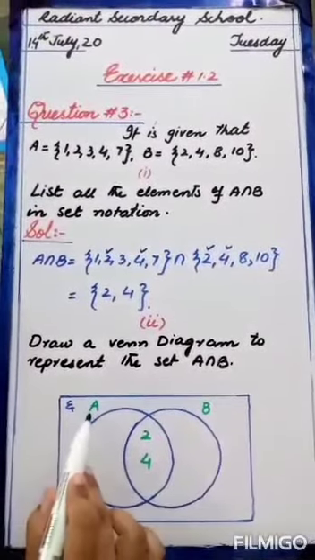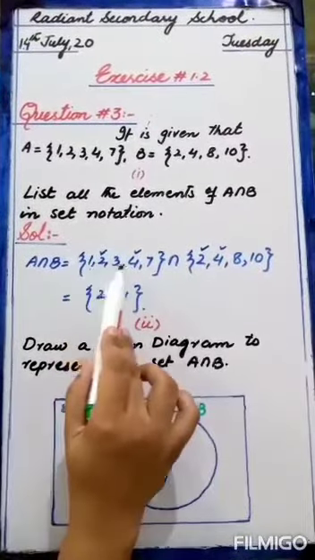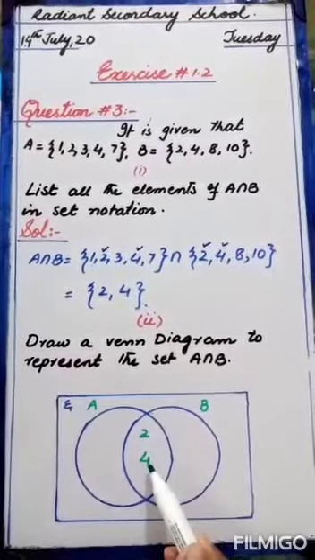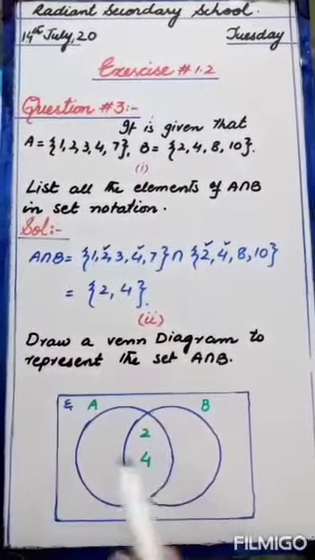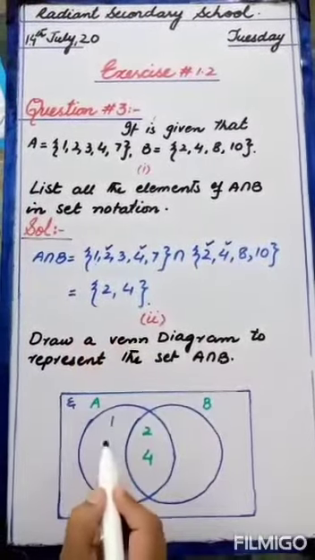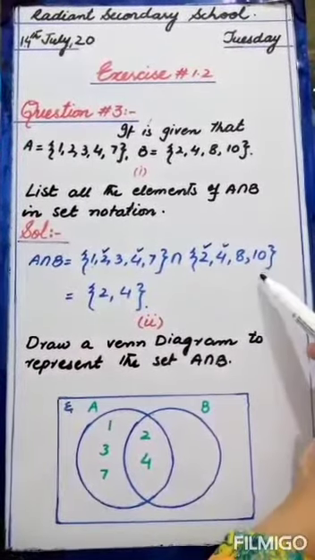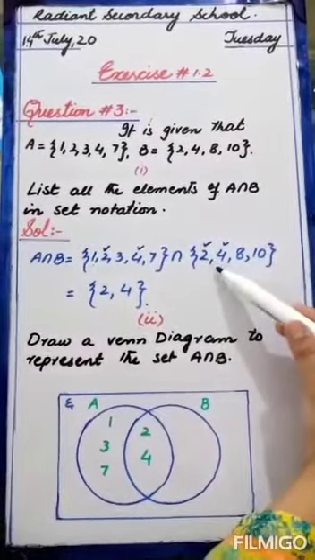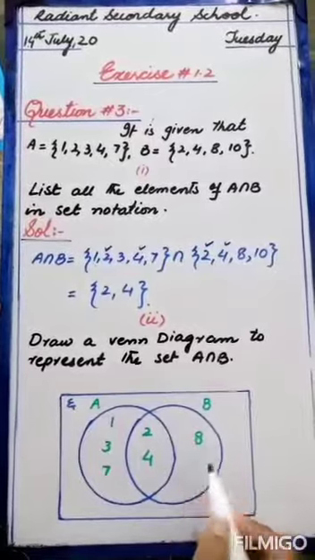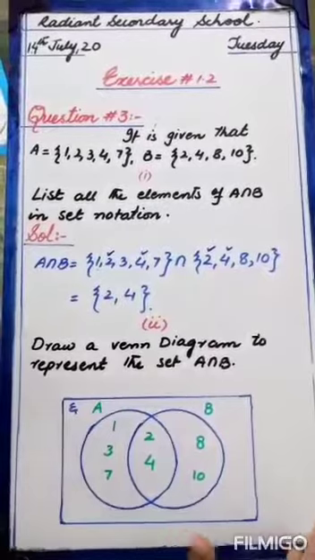Next, I have to write the elements of A. Elements of A are 1, 2, 3, 4 and 7. Whereas 2 and 4 are already written, so I will not repeat these elements. I will write the rest of the elements: 1, 3 and 7. Next is the set B. From the set B, 2 and 4 are already written, so 8 and 10 will be there. Okay. Now it's not the completed diagram.